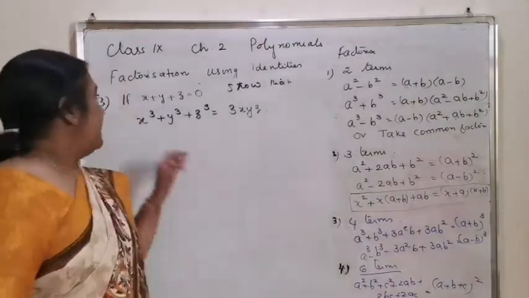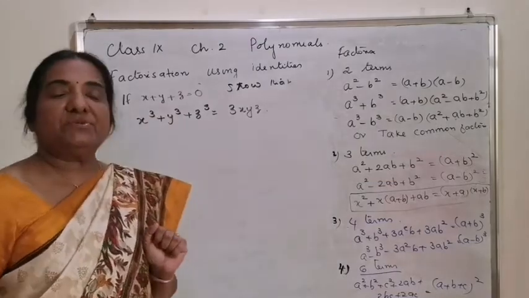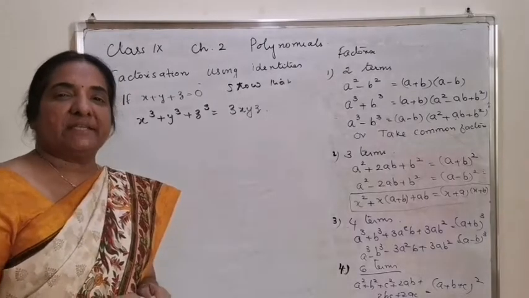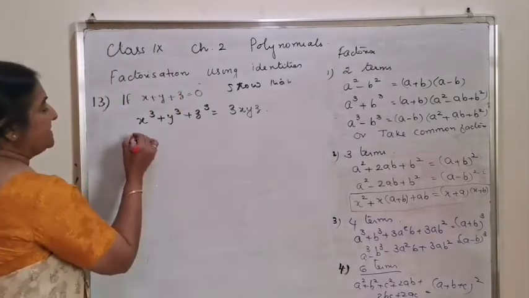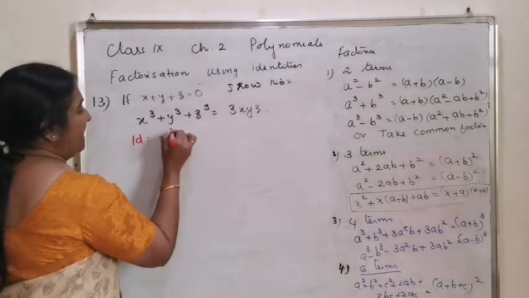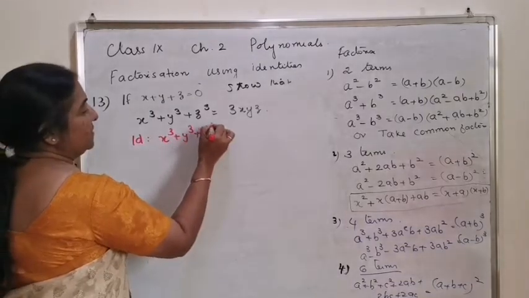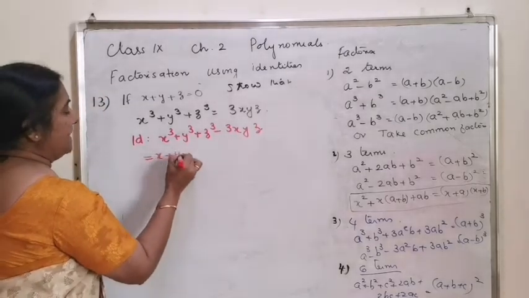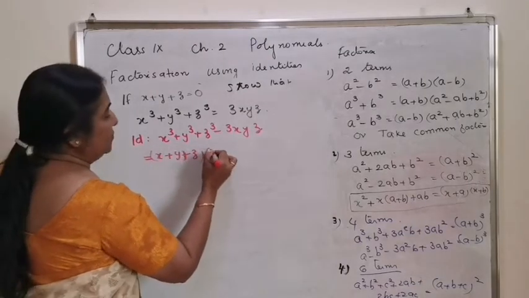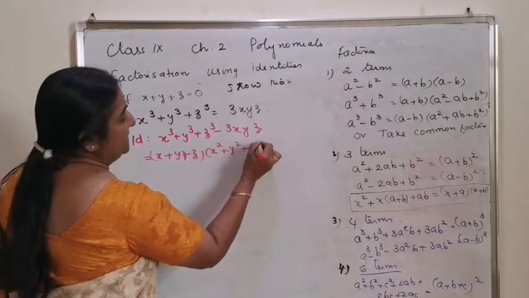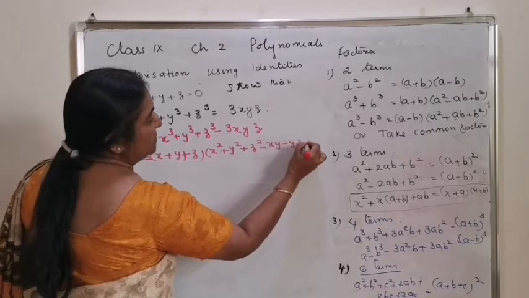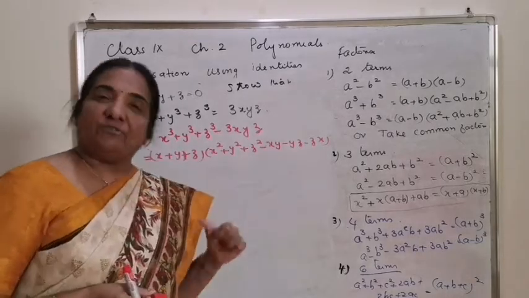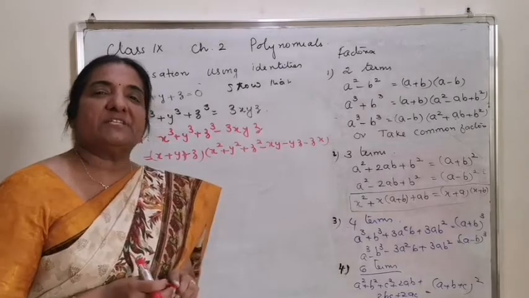Question number 13. If x plus y plus z is equal to 0, show that x cube plus y cube plus z cube equal to 3xyz. The identity you have learned is x cube plus y cube plus z cube minus 3xyz is the same as x plus y plus z into x square plus y square plus z square minus xy minus yz minus zx. The verification of this identity you have done already in the previous question.